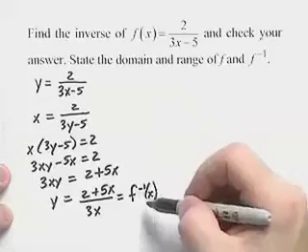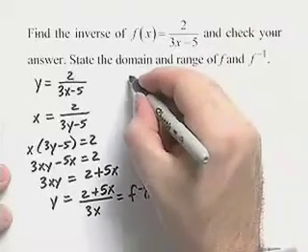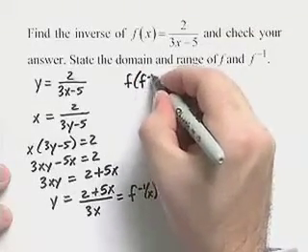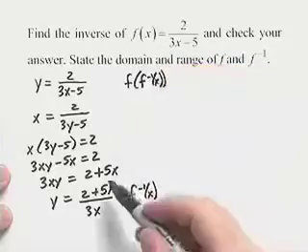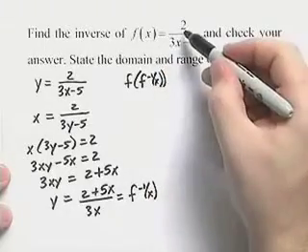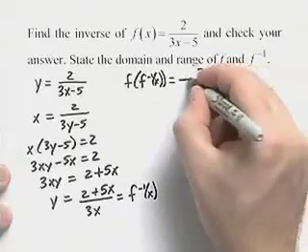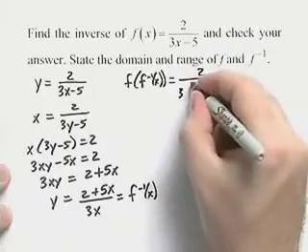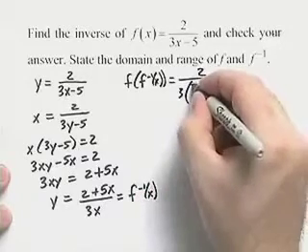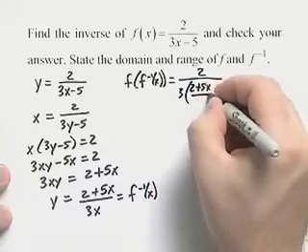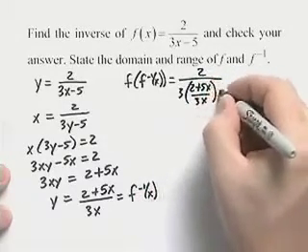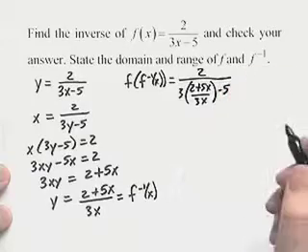To verify that this is indeed the inverse, we need to check f of f inverse of x. So we need to take our inverse function and substitute it into our original function. So we'll get 2 divided by 3. Now we're going to plug in our inverse, 2 plus 5x over 3x, and then minus 5.